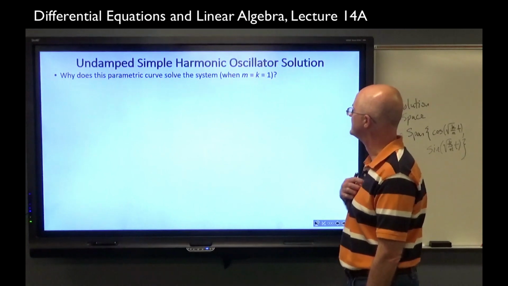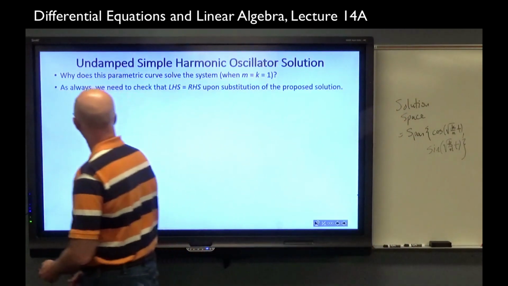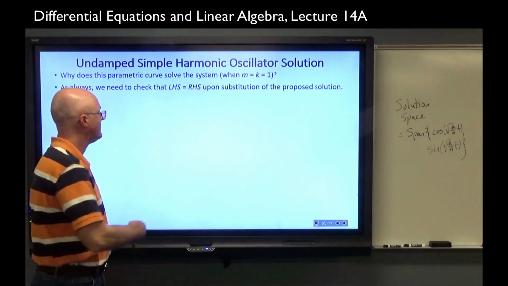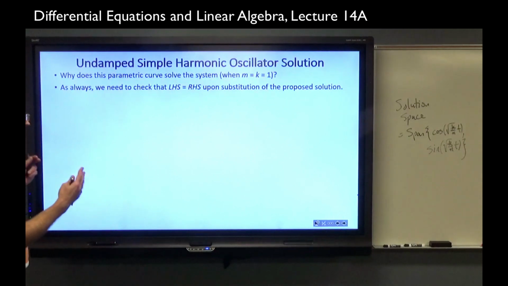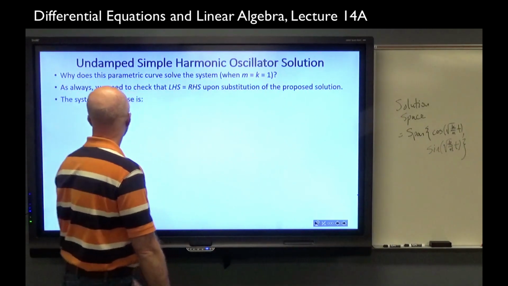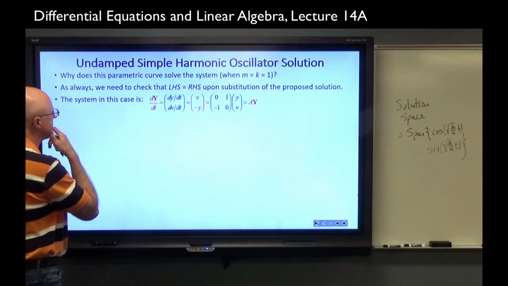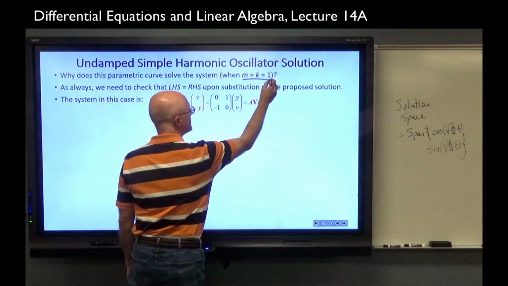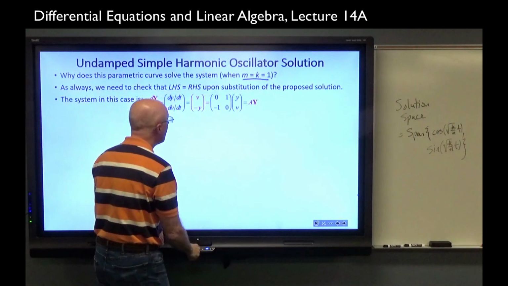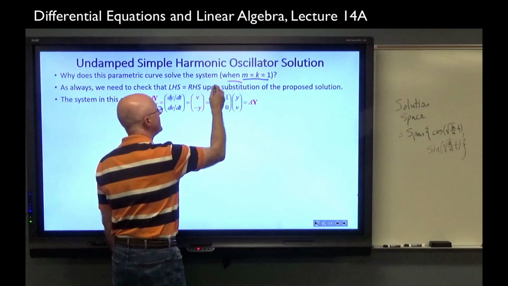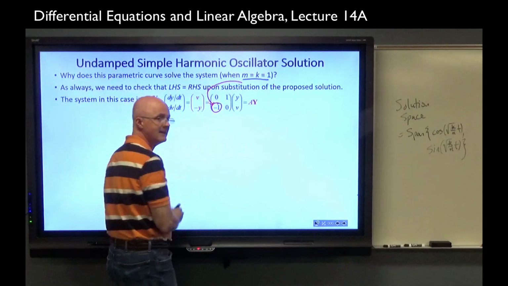Why does the parametric curve solve the system when m and k are 1? As I've always been emphasizing, we need to check for the differential equation that the left-hand side equals the right-hand side upon substitution of the proposed solution. What is our proposed solution? Well, what's the system in this case, first of all? I picked m and k to be 1, so negative k over m is -1.